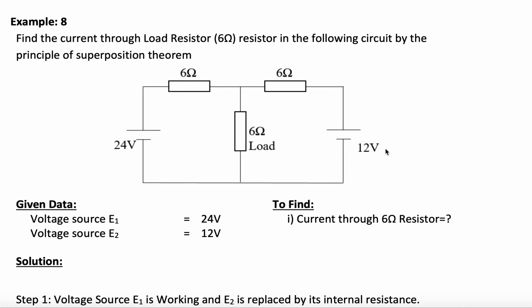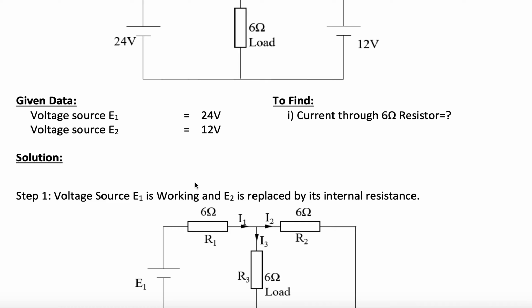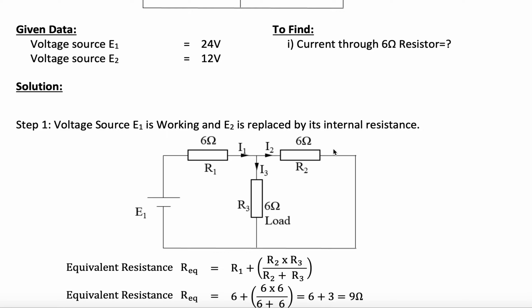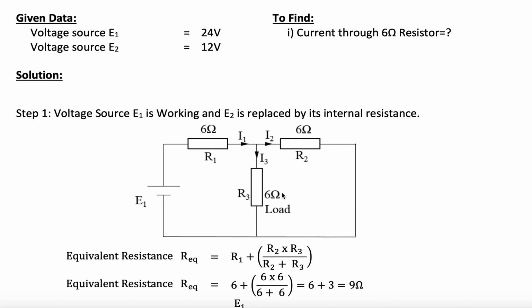Since superposition is mentioned, we will use superposition only. First, keep 24 volts and short this one. What is the current here? That is I3, nothing but I1 into R2 plus I1 into R2 by R2 plus R3.